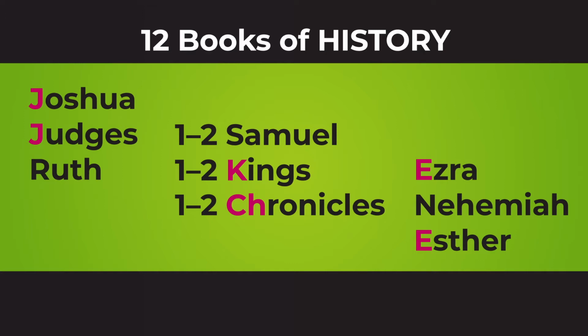Joshua, Judges, Ruth. 1st and 2nd Samuel, 1st and 2nd Kings, 1st and 2nd Chronicles. As you try and memorize this second set, I want you to drop the 1st and 2nd part. Just say this: Samuel, Kings, Chronicles. I just want you to focus on the name of the books, remembering that each one is divided into 2 parts.